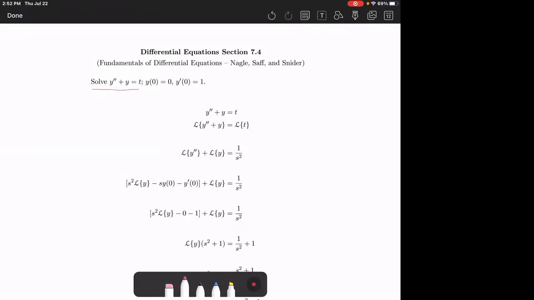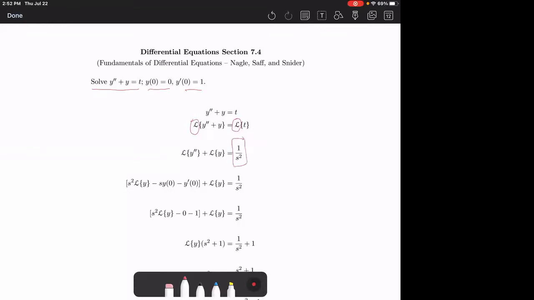If we were asked to solve y double prime plus y is equal to t, and we were given two initial values, y of 0 is equal to 0 and y prime of 0 is equal to 1. We may have any number of ways to try to solve this, but let's look at this through a Laplacian lens. We're going to take the Laplace transform of both sides of this equation.